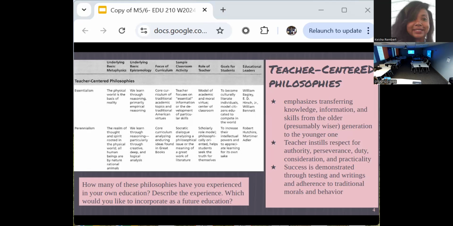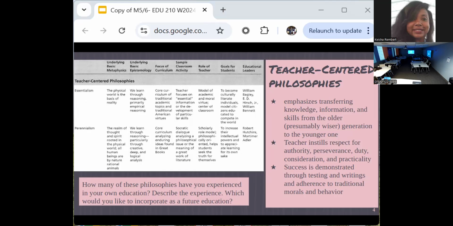And then the next one is perennialism. And this philosophy is also teacher-centered. Let me stop there. Does anybody have any questions about essentialism, or do you need me to repeat anything that I said about essentialism?